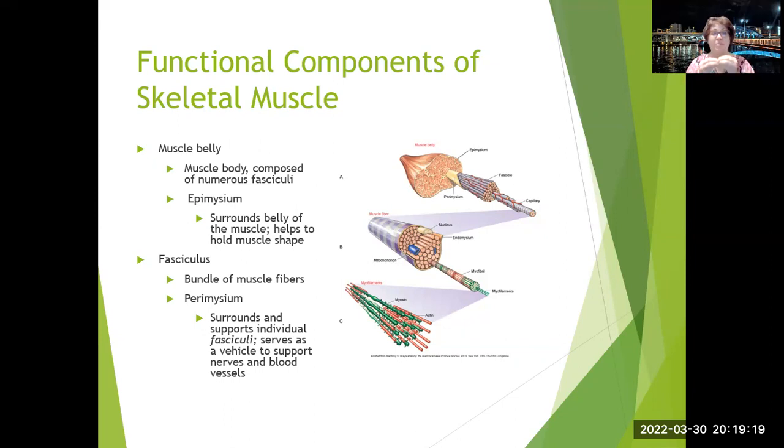Drilling down one level, a fasciculus is a bundle of muscle fibers. So each fasciculus is surrounded also by connective tissue, the perimysium. It surrounds and supports an individual fasciculus, and it serves as a vehicle to support nerves and blood vessels. So I said that bone was very metabolically active tissue. Muscle is also very metabolically active tissue. We need blood. We need circulation. We need to bring nutrients in and oxygen in and take carbon dioxide and waste products out. So we need the blood vessels to do that. So we have tissues that maybe don't have as good a circulation, and those tissues don't have as good a healing, but muscles and bones heal well because they have good circulation. So the connective tissue within and around the muscle serves as a support to nerves and blood vessels as well.